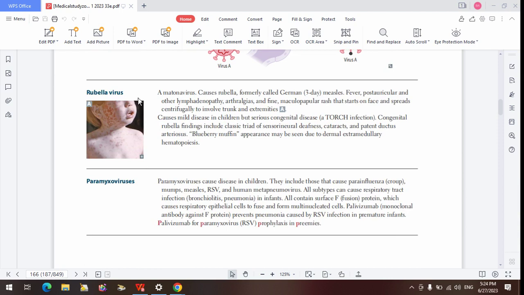So rubella virus is a Matonavirus. It's not part of the Toga. We have removed it from Toga. Toga is now, what's the acronym for Toga? Do we remember? Acronym for Toga.